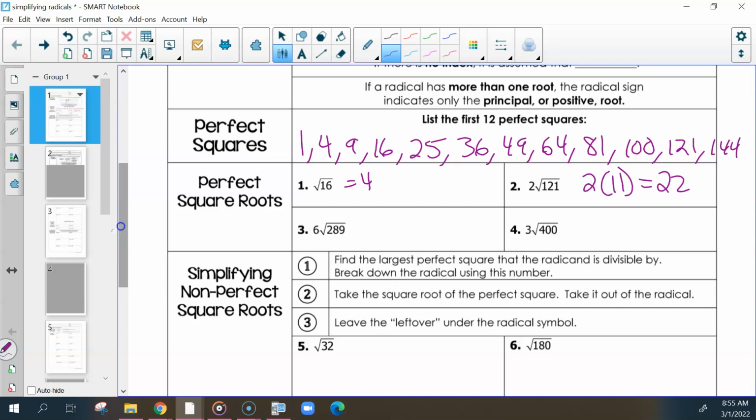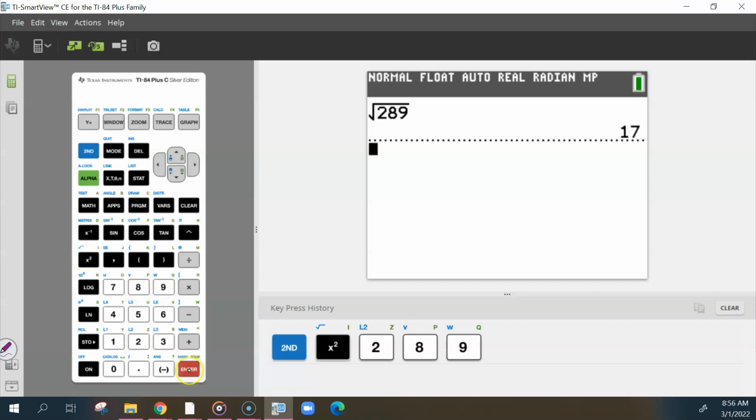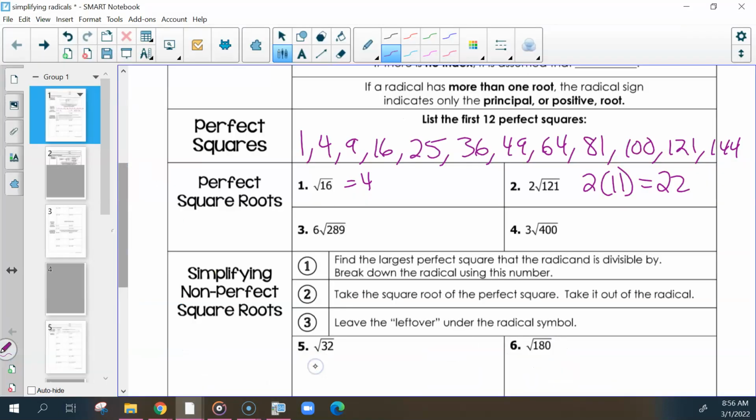289 may not be something that you know, but it is 17. If you're not sure, in your calculator, hit your square root button, second x squared, 289, and it would give you 17. So we're going to do 6 times 17. Someone do that, tell me what you get. 102. Okay. Anyone know what the square root of 400 is? 20. So we do 3 times 20, which is 60.